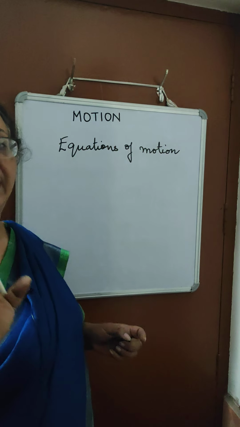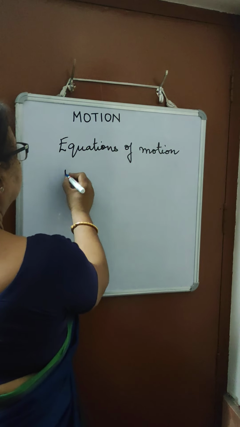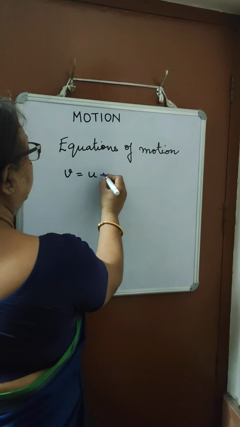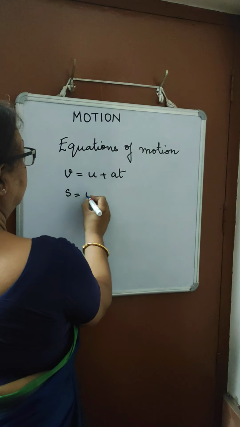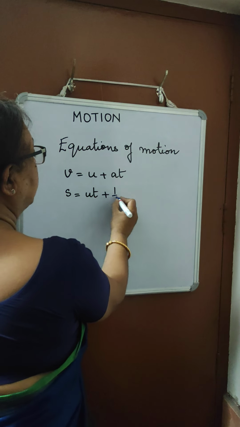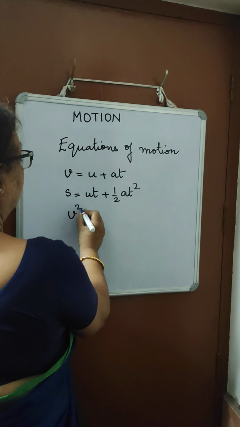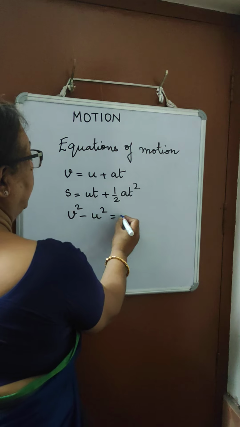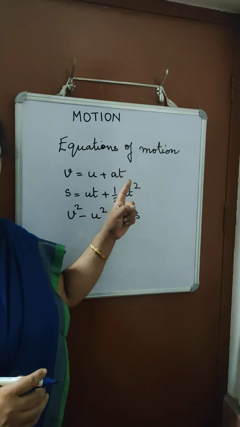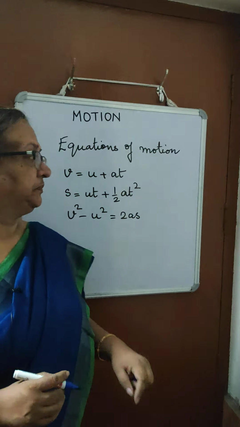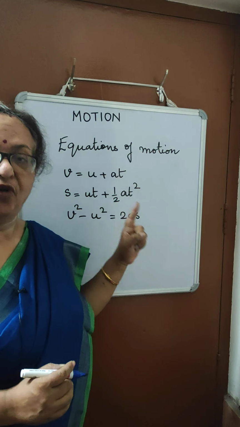You know there are three equations of motion. What are they? The first one is v = u + at. Second one is s = ut + ½at². And the third one is v² − u² = 2as. Now these are the three equations of motion, and you also know what each symbol stands for.